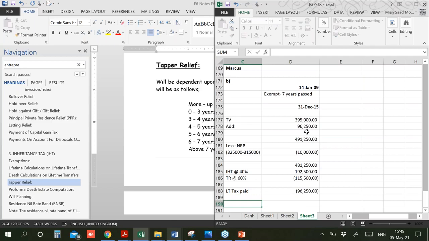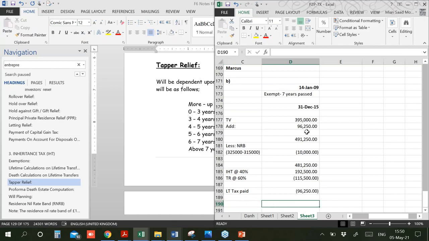Now, remember this point and listen to this point carefully. If after deducting the taper relief and the lifetime tax already paid, the answer gets negative, or you would get a refund from HMRC, there is no refund for IHT already paid, or for the refund that has been made up because of the discounts or the reliefs. So if the answer is negative, you will not be able to recover any IHT from HMRC. You'll write 0 as your answer rather than a negative answer.